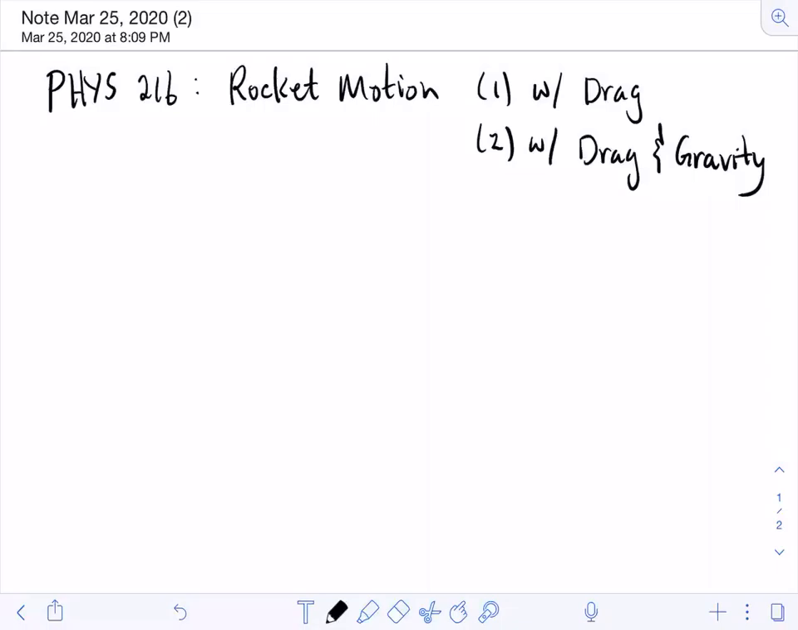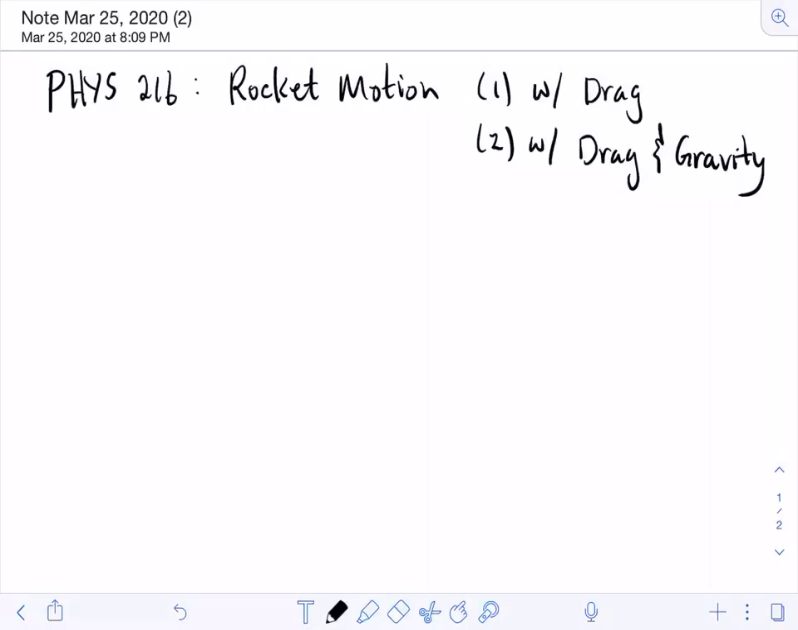So what we want to wrap up with is a final discussion of rocket motion. In the video before this one, we thought about rocket motion in two cases. One was that the rocket was somewhere in deep space, so there were no external forces acting on it. And the second was that the rocket moved through a constant gravitational field.